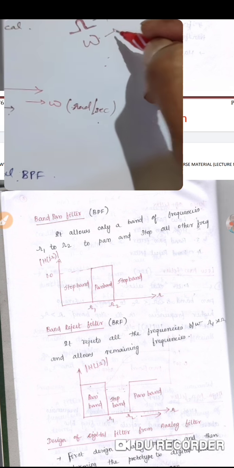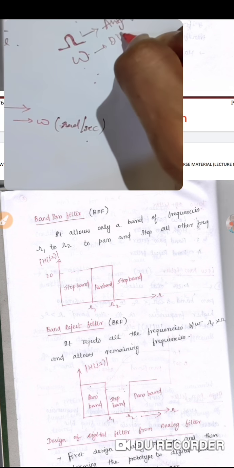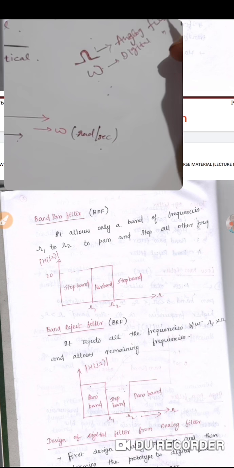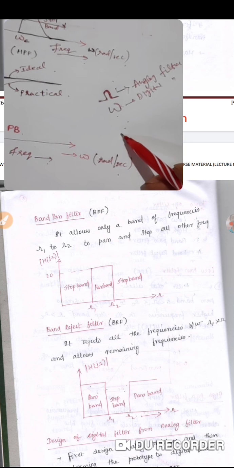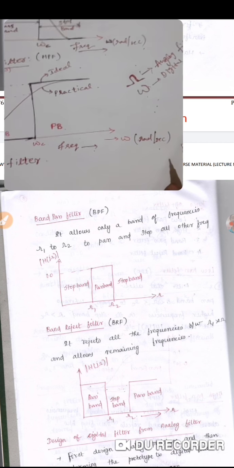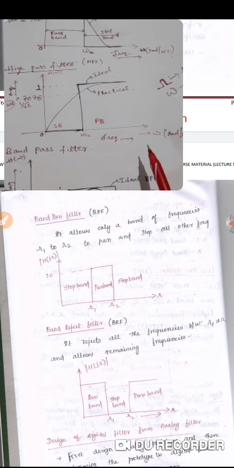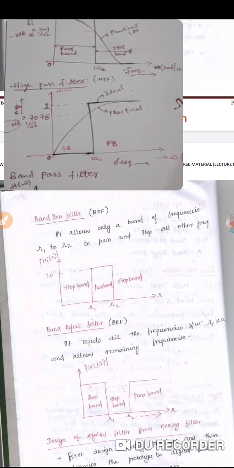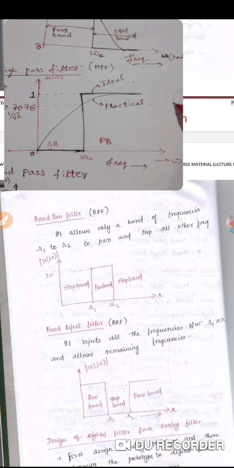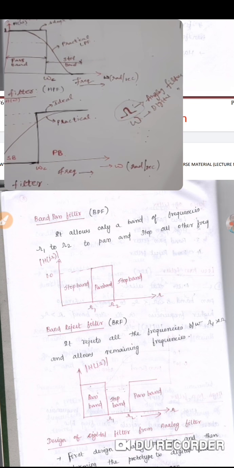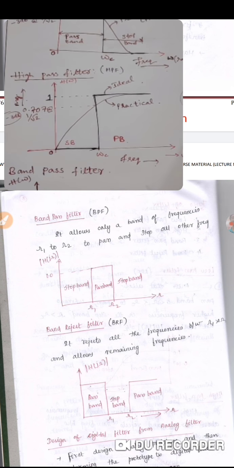And this omega representation is for the digital filters. Okay, we must follow these representations throughout the subject. So here, this capital omega represents the digital filter, and this small omega represents the analog filters or continuous filters.